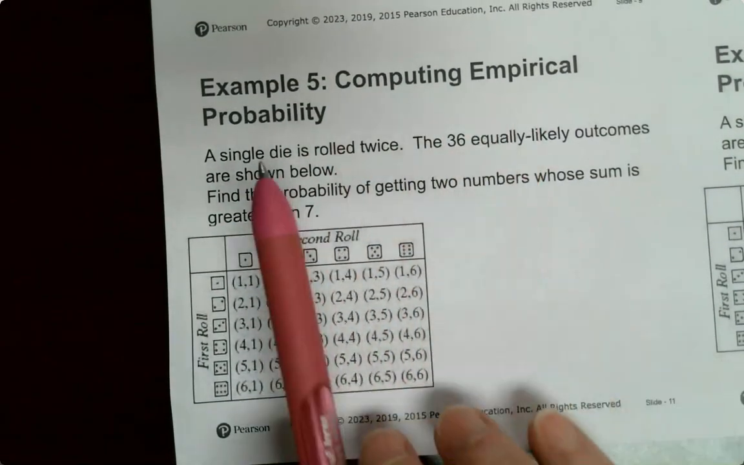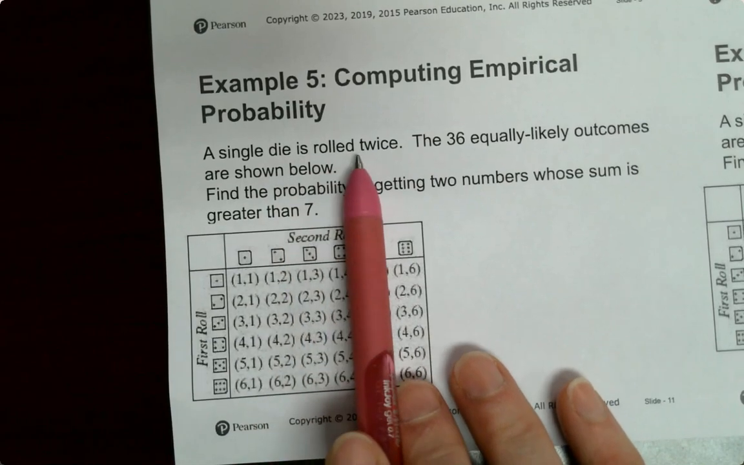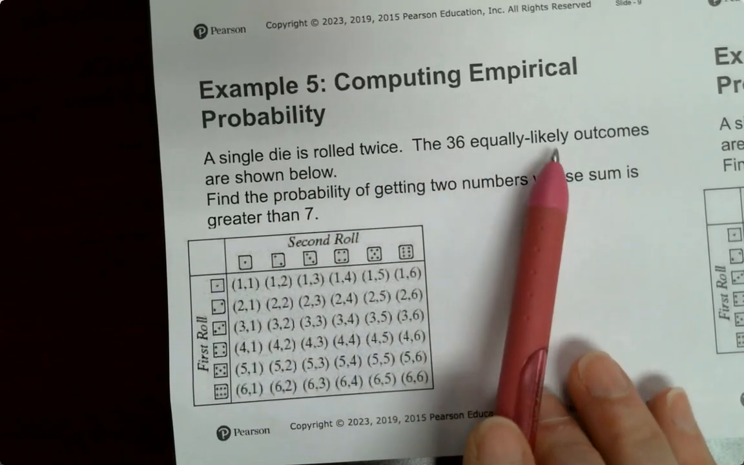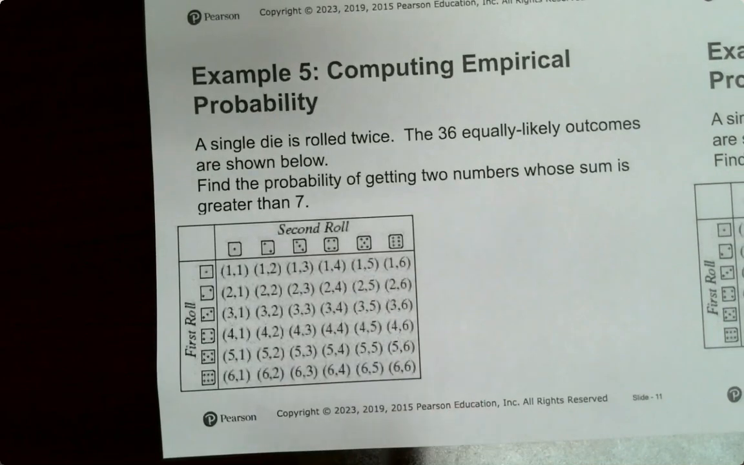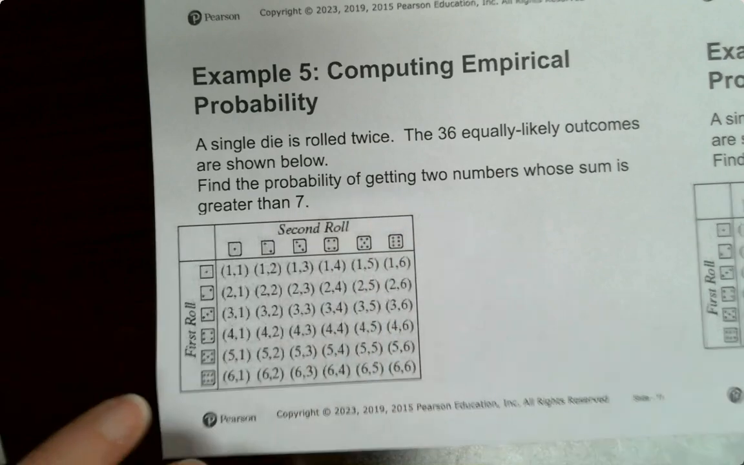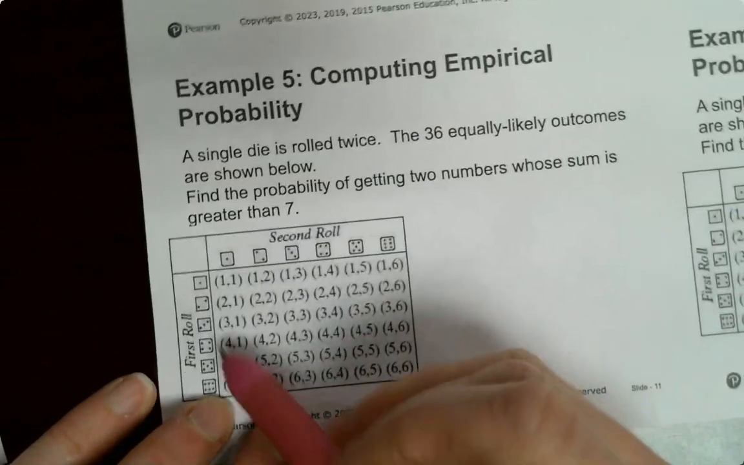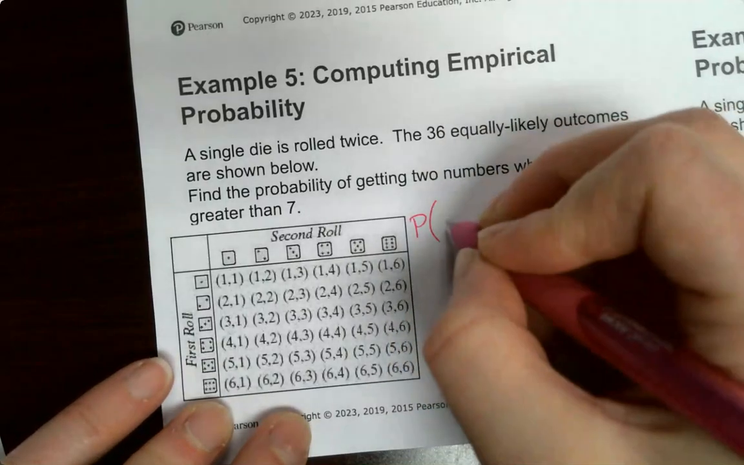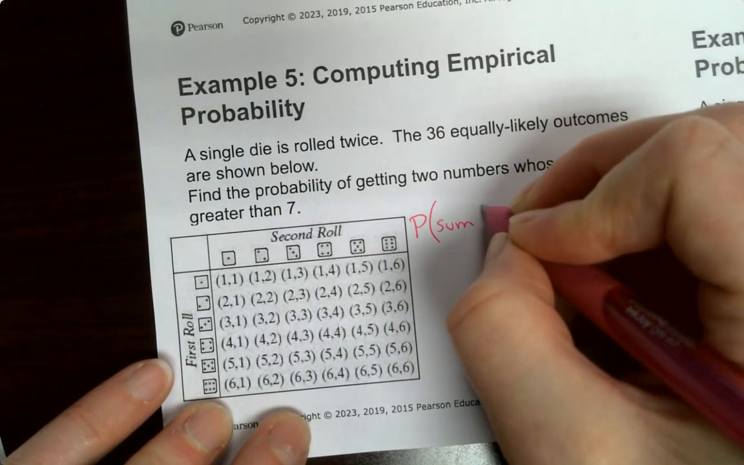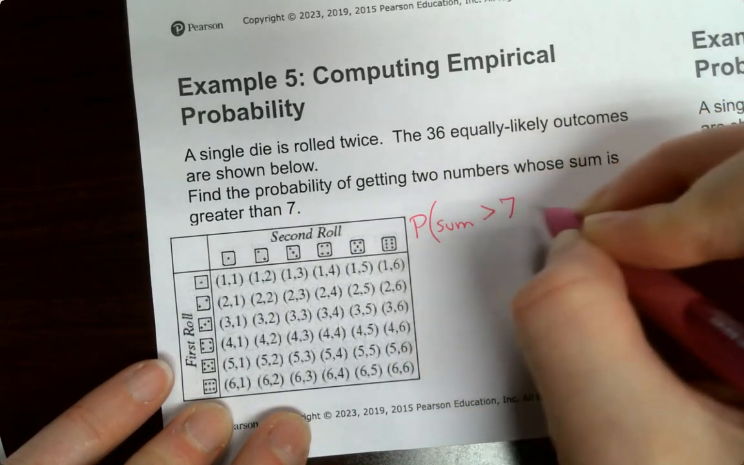So, computing empirical probability: a single die is rolled twice. There are 36 equally likely outcomes as shown below. Find the probability of getting two numbers whose sum is greater than 7. Okay, so these are all the rolls, and you're finding the sum. So, the probability that the sum is greater than 7.